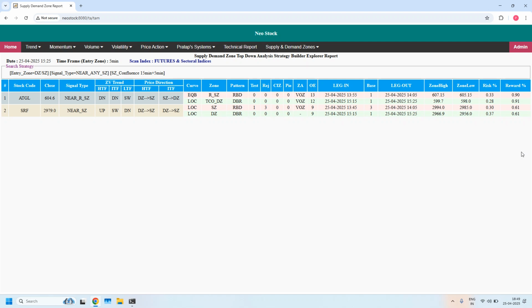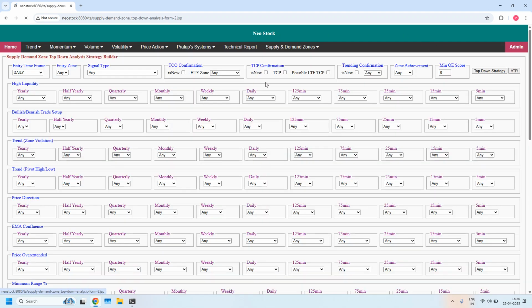So this is about stocks near demand and supply zones for different time frames. Next, we will find bullish and bearish trade setups for monthly, weekly, daily and hourly income trades. Starting with the monthly income trade bullish trade setup, the entry time frame should be daily, and the entry zone should be a demand zone.